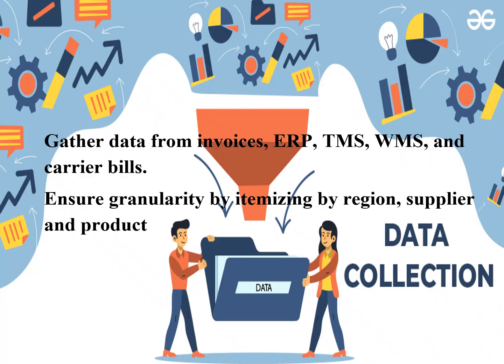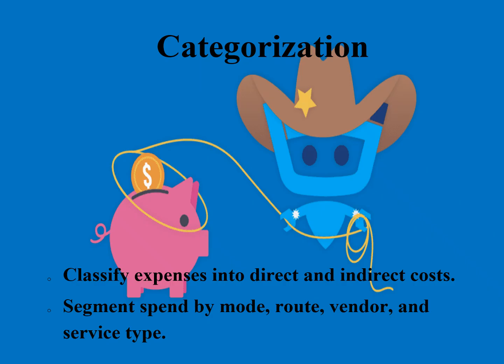The first step is data collection. Gather data from invoices, ERP, TMS, WMS, and carriers' bills. Ensure granularity by itemizing by region, supplier, and product. The next step is categorization of the data. Classify expenses into direct and indirect cost. Segment spend by mode, route, vendor, and service type.